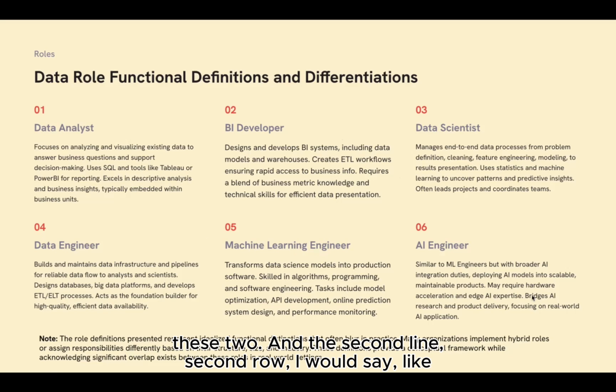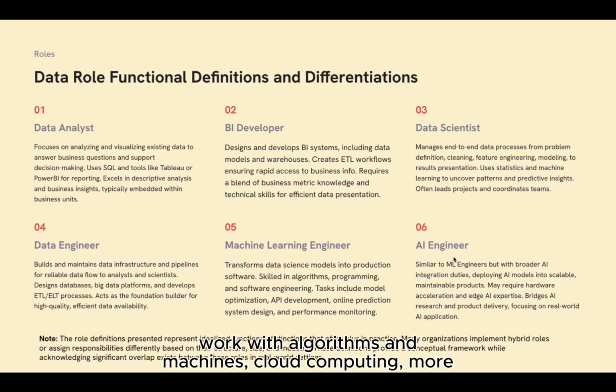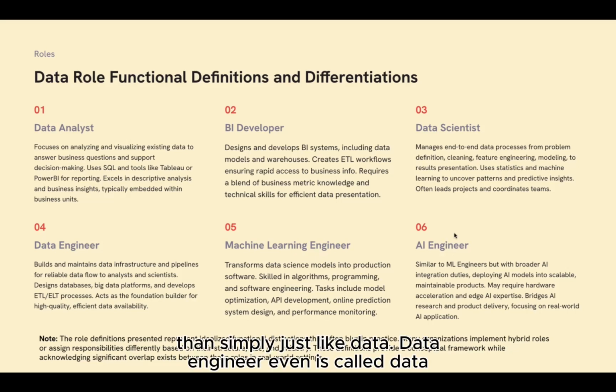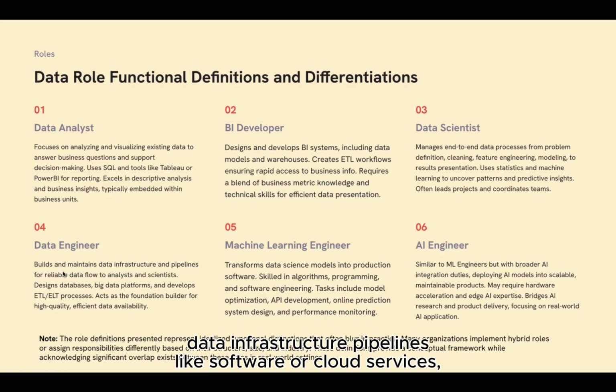And the second row, I would say the data engineer, machine learning engineer, and AI engineer, they are more on the engineering path, meaning that they usually work with algorithms, machines, and cloud computing more than simply data. Data engineer, even though it is called data engineer, a lot of times they are focused more on the data infrastructure and pipelines, like software or cloud services, rather than diving into one specific data set and understanding the insights inside.